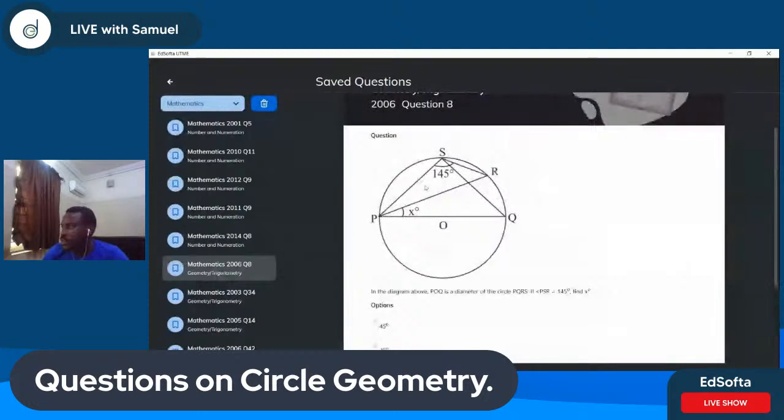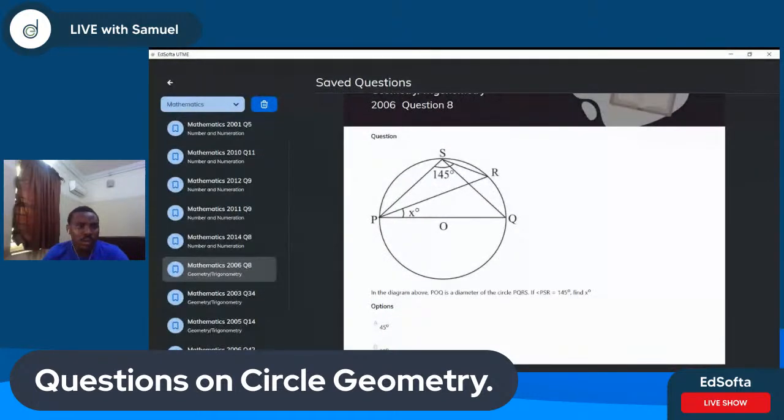Now, from our circle geometry, I will try and recreate this question so that we can see how it's going to be solved. So let's move back to the board. I'll be trying to recreate it, and I'll be showing us the particular theorems that are being used to solve the questions. So give me a minute while I recreate the question.